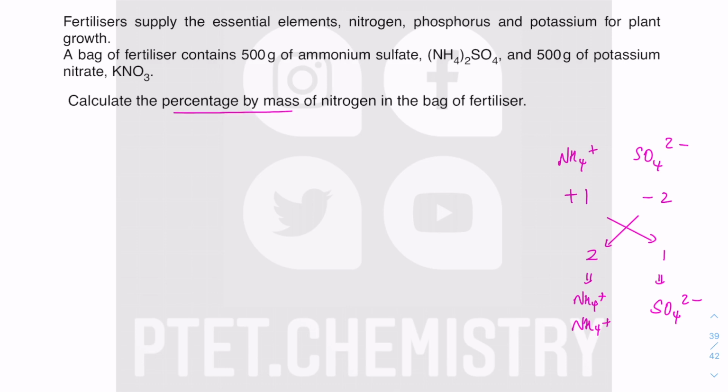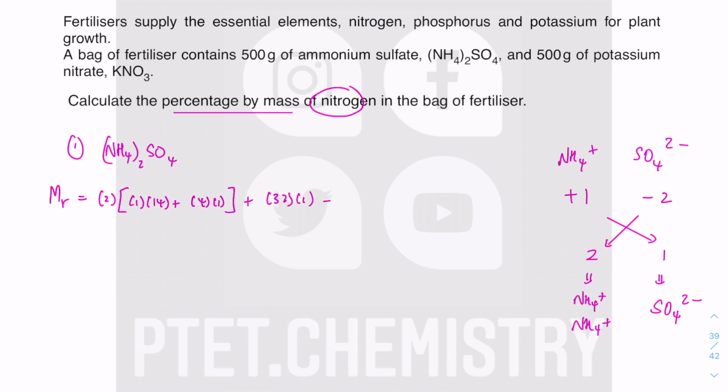This question asks you to calculate the percentage by mass of the nitrogen. First of all, for ammonium sulfate, looking at the formula, you need to work out the MR. So there are 2 multiples. Inside the bracket, you have 1 nitrogen, so 1 times 14 plus 4 times 1. And then you have 1 sulfur, so 32 times 1 plus 16 times 4. So the MR totals up to 132.